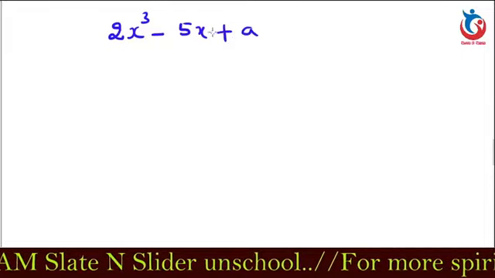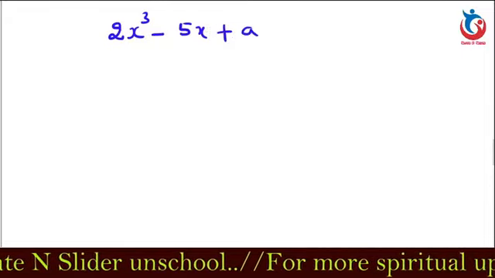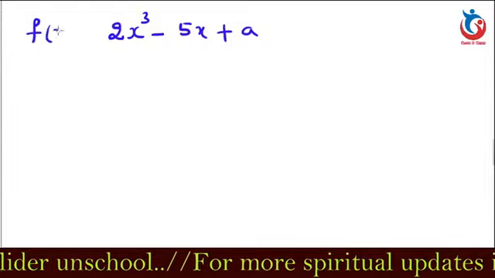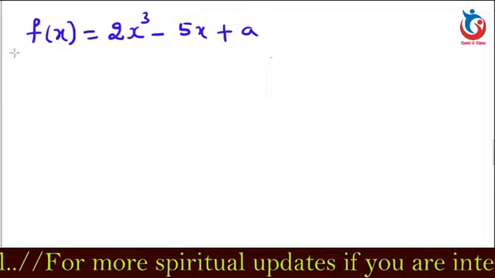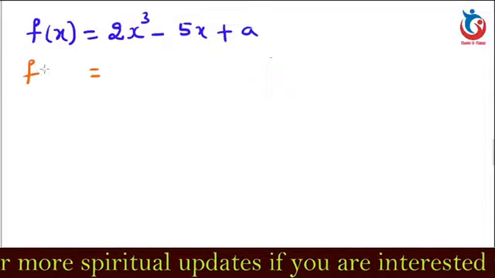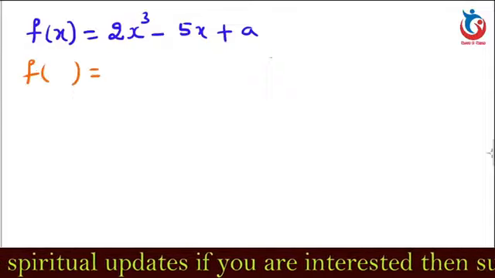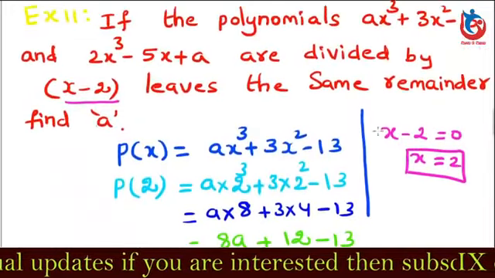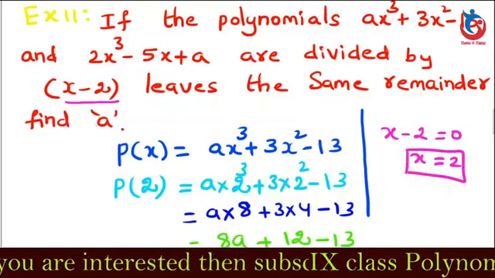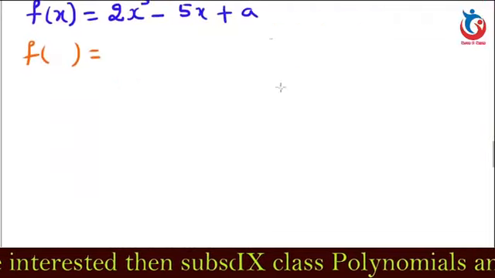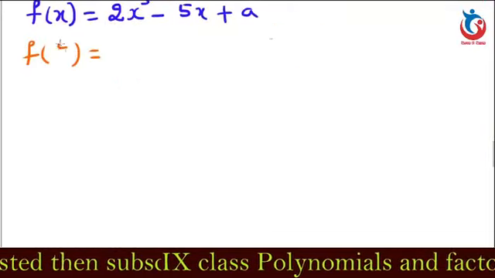So for the first polynomial, I kept the name as p of x. So for this, I will write the name as f of x is equal to. And in this also, we have to substitute the same. So f of, what is the 0 of the divisor? The 0 of the divisor is here 2. X is equal to 2 here now. So same, substitute f of 2.